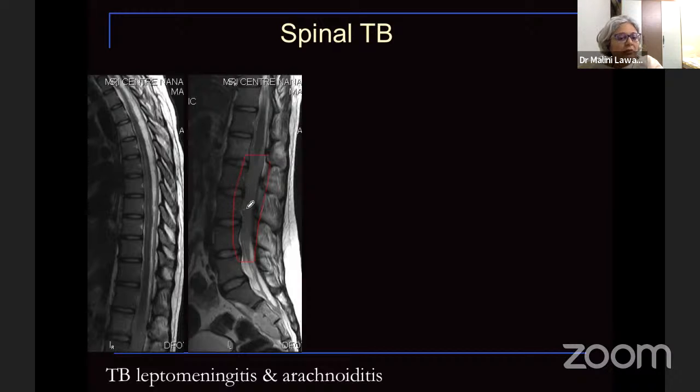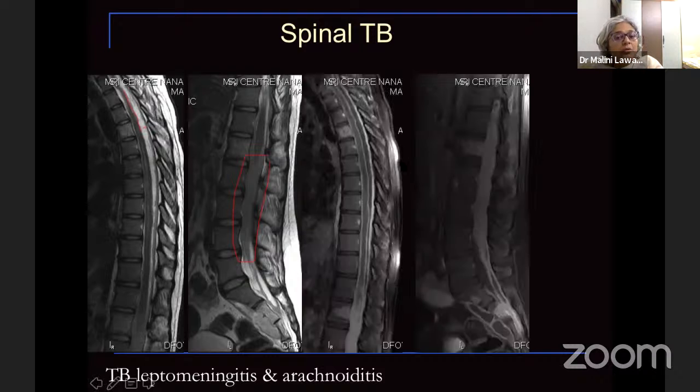It should look bright on T2 due to fluid, but it's looking dirty. And when I look at this, I'm not sure what's happening behind this cord. Is this cord getting a little compressed? Is this normal CSF or not? So it's important to give contrast.